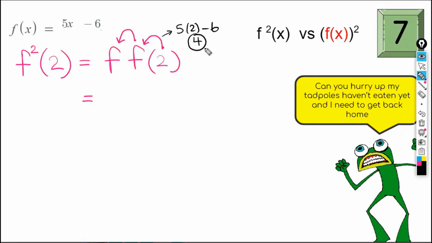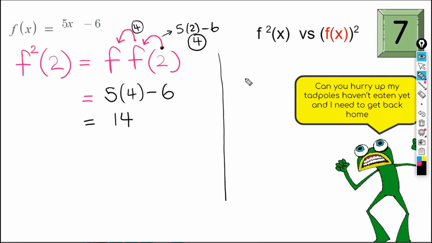Right. Now, when we put 2 into f the first time, we get 4. That new answer, we have to put it back into f. So for our final answer, we go to this equation and we replace the x with the answer we just got. 5 by 4 is 20. 20 minus 6 is 14. Okay?